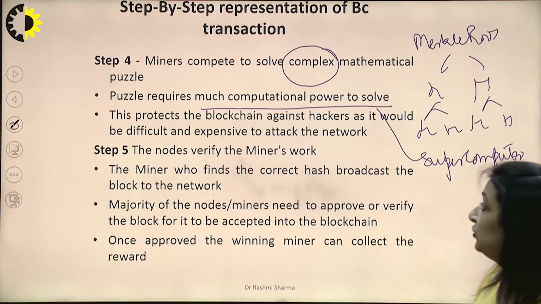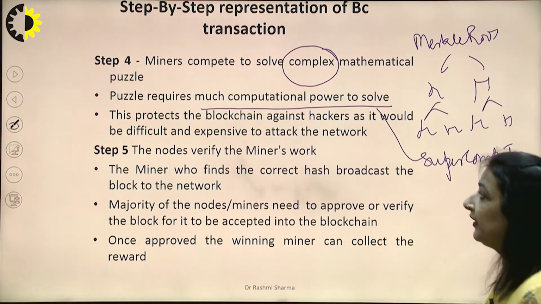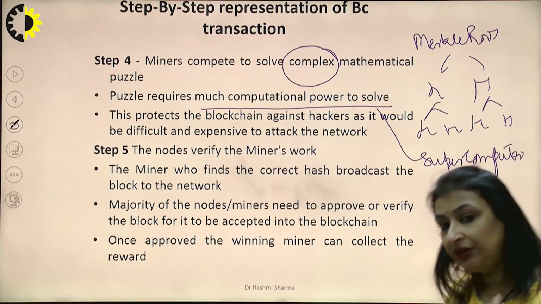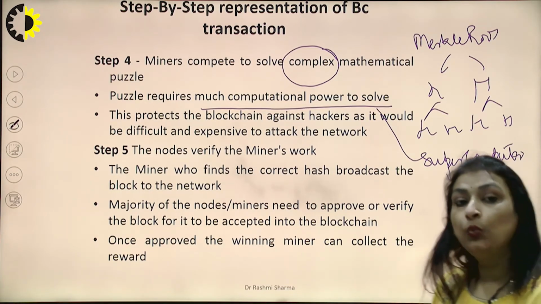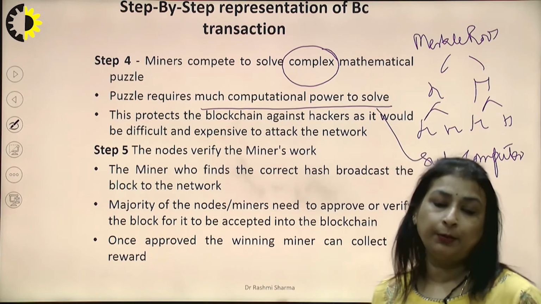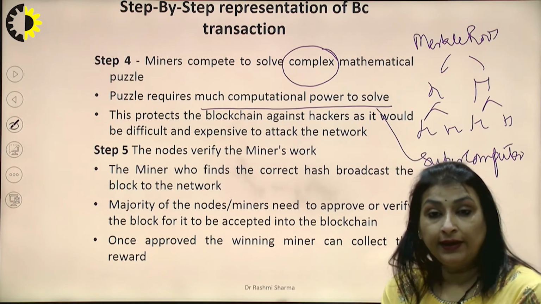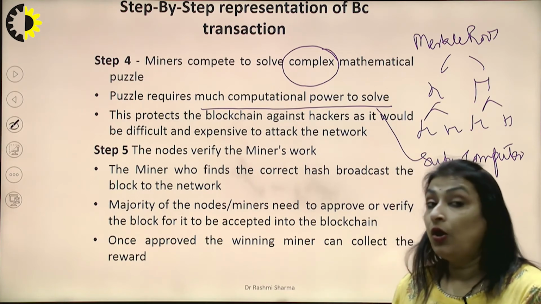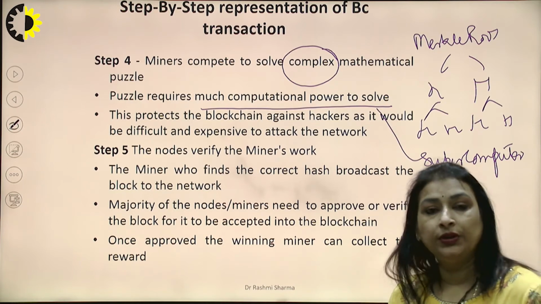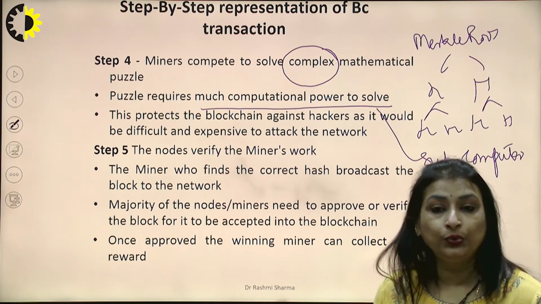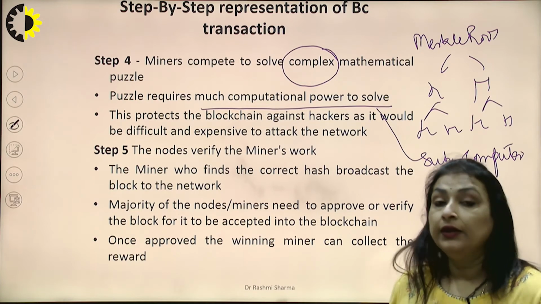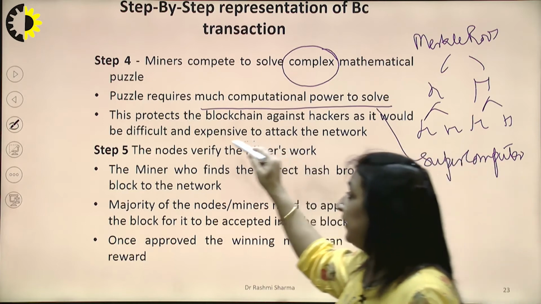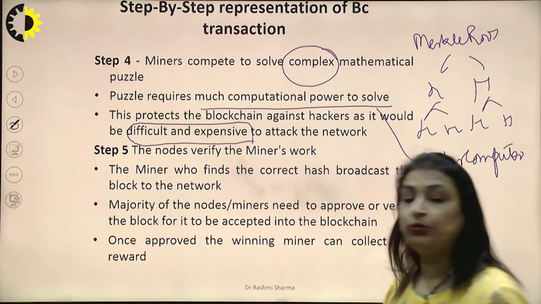This protects the blockchain against hackers, as it would be difficult and expensive to attack the network, because this high processing power would generate that particular hash maybe within a minute or less. So if somebody is listening to the blockchain or trying to tamper with the value in the blockchain, they won't be able to compromise the data. It would be difficult as well as expensive for them to do that.